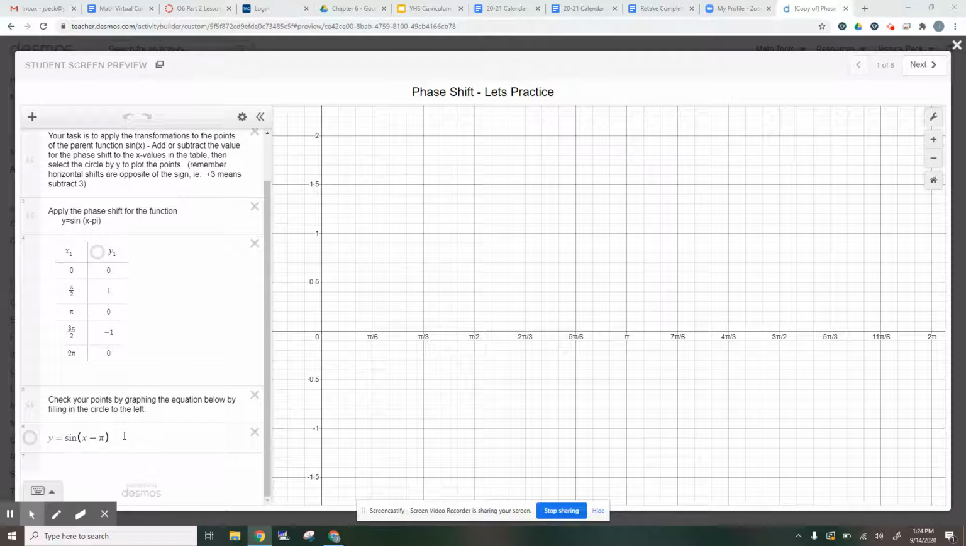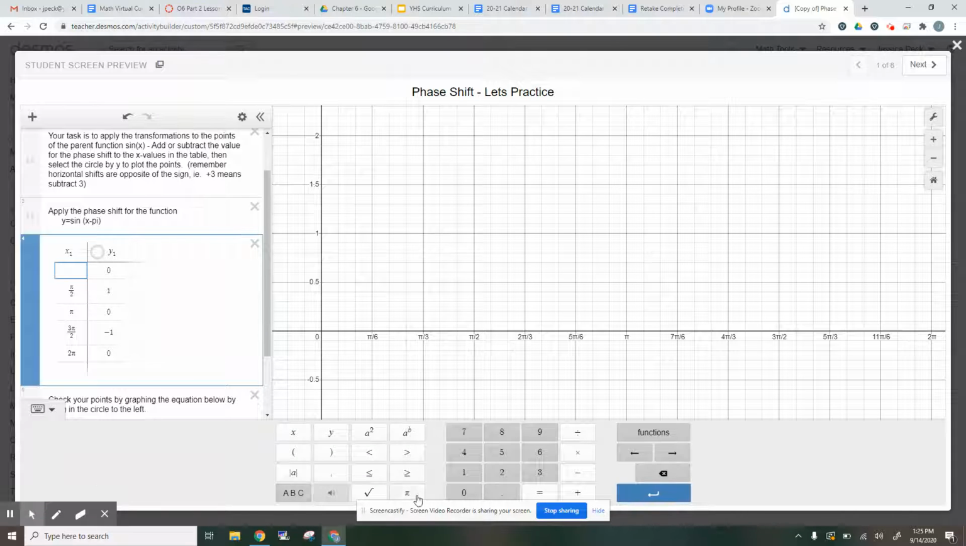What it's asking us to do here is we're going to take this function y equals sine x minus pi, and we're going to manipulate the points on here. The only transformation in this problem is minus pi, which really means it's moving right pi, which means I'm adding pi to all of the x values. So I'm going to change my x values by adding pi.